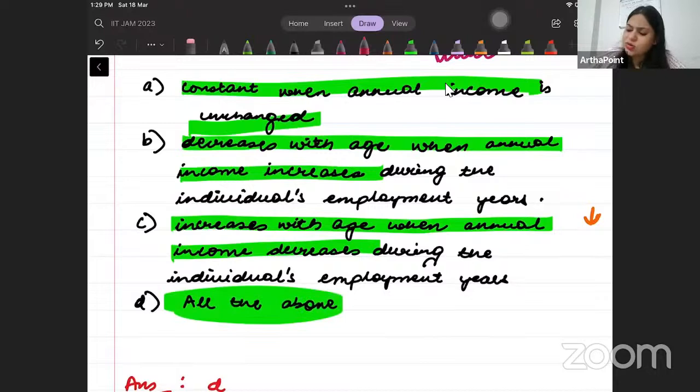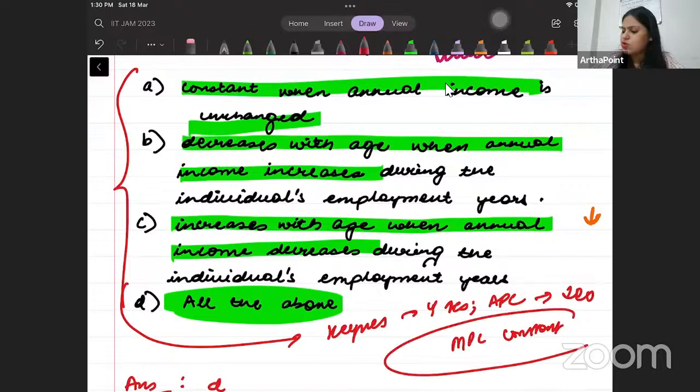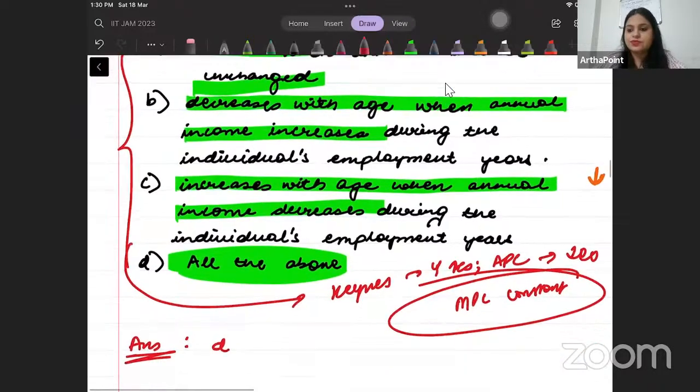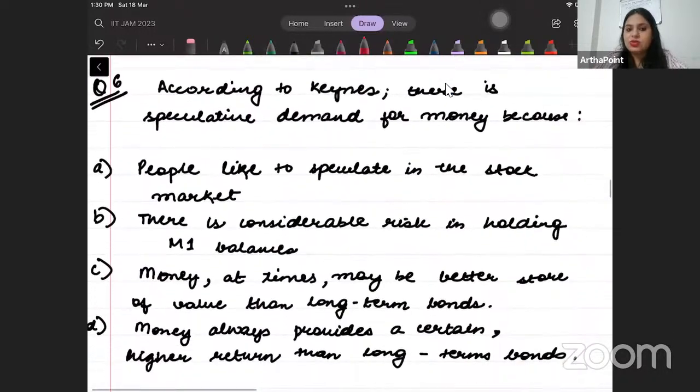This is actually a theory which Keynes also gave. So he said that as your income increases, on an average, the amount you consume will decrease. He said MPC will remain constant. That's why we usually draw a constant MPC slope, but APC will decline. Okay. Now let's go to the next question.